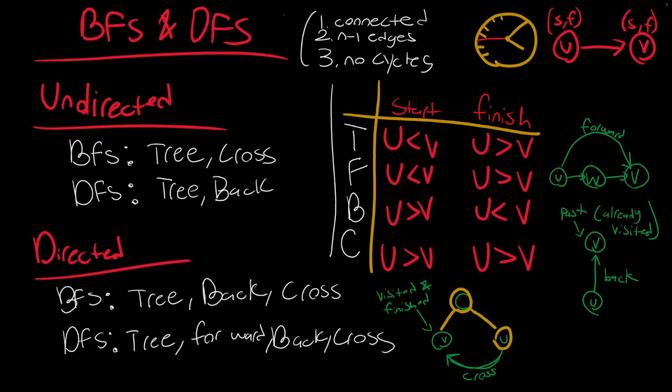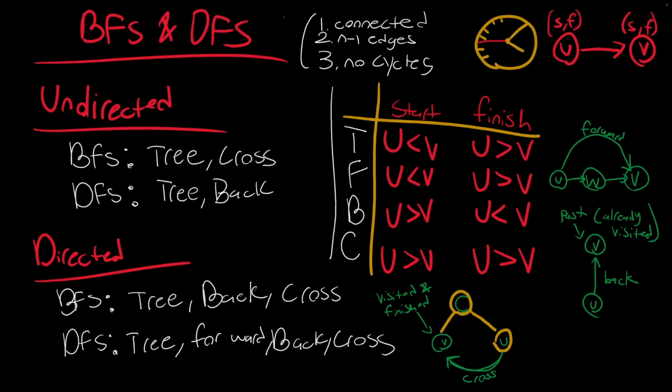The V in the original tree is not a parent or child of U. There's not a yellow line connecting V and U. It is not in the original tree. This is a cross edge. And those are all the classifications that you need to know for BFS and DFS.